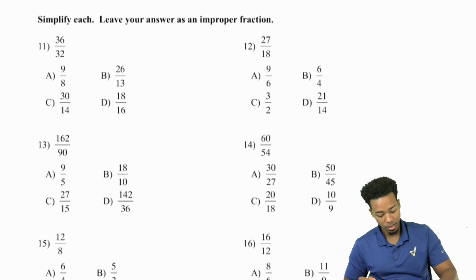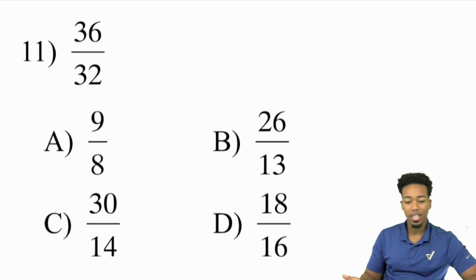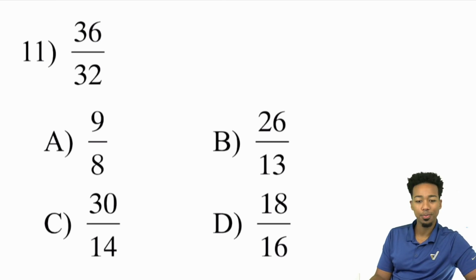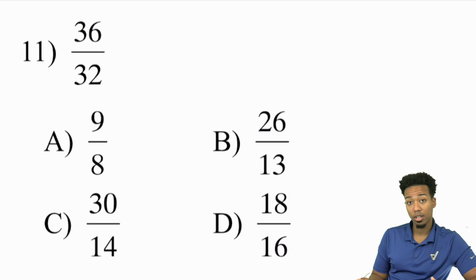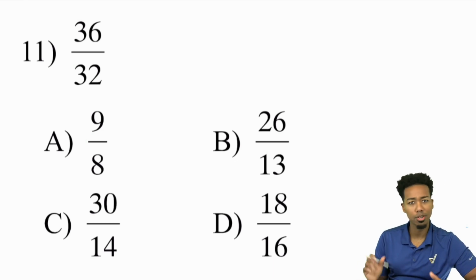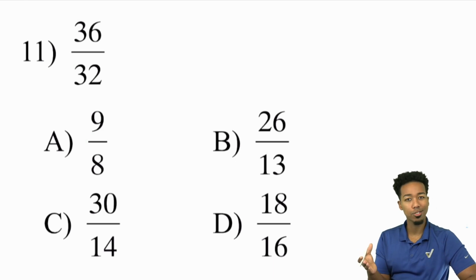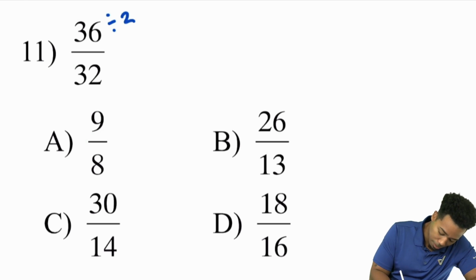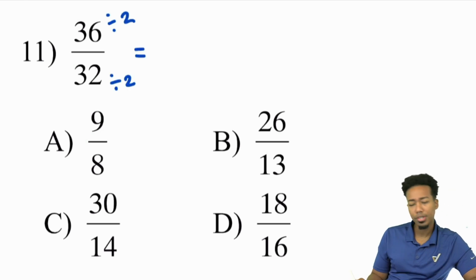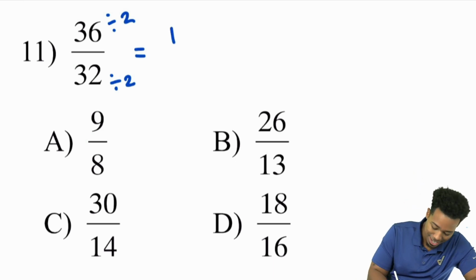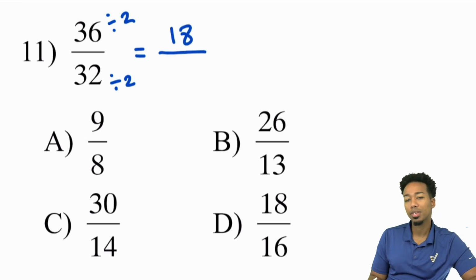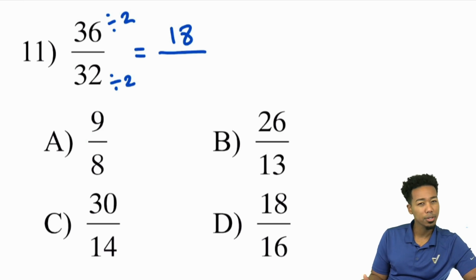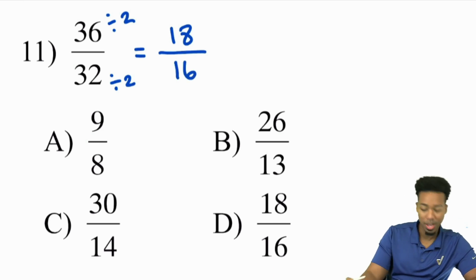Let's go. So here, number 11. Let's try these out. 36/32. So what we're going to do here is, again, ask ourselves, what number can go into both the numerator and denominator? Now, if you're not quite sure what can go into both 36 and 32, you can start off with a simpler number, any number. Since they're both even numbers, start off with 2. I'm going to divide both the top and the bottom by 2. So 36 divided by 2, you should know this, it's going to be 18. And if you don't, we've got to work on our multiplication and division. Here, 32 divided by 2 is going to be 16.